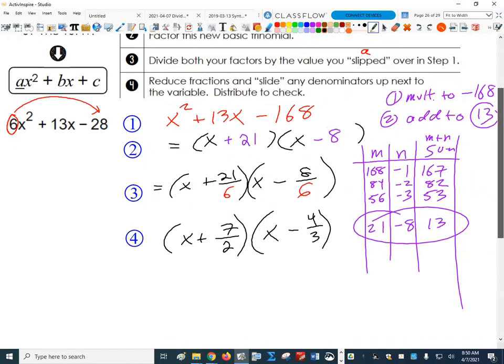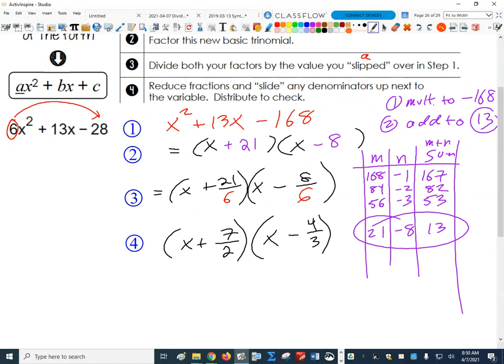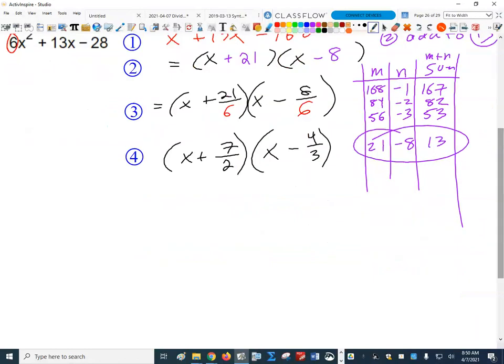And then look what else it tells me to do. It tells me to slide any denominators up next to the variable, if there are any denominators left after reducing the fractions. Well, there are. After reducing the fractions, I'm left with a 2 there, so I slide that up front. And I'm left with a 3 in this factor, so I slide that up front. And my final answer is just 2x plus 7 times 3x minus 4.